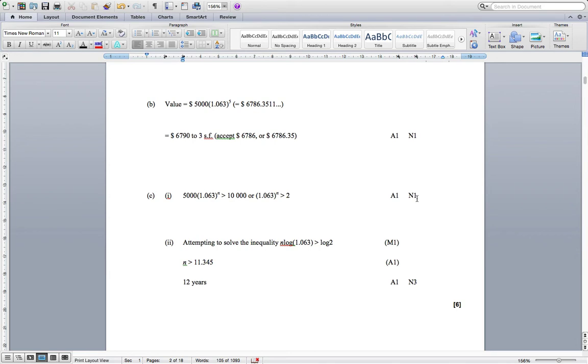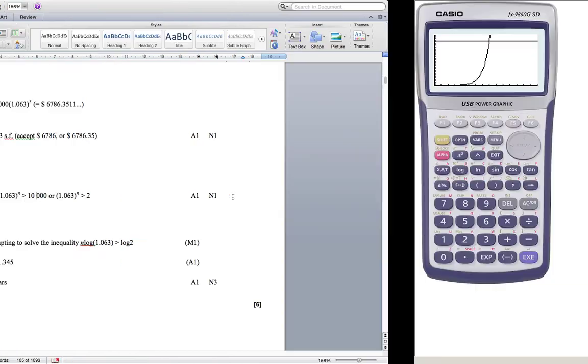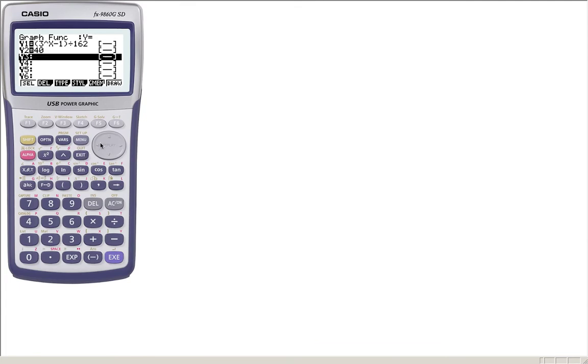So how am I going to solve this? Again, very simple. I'm going to use graph. So this left-hand side of the inequality, that is 5,000 into 1.063 power n, I'm going to take it as the first function, and 10,000 I'm going to take it as the second function, and I will find the point of intersection. So exit. So let me delete this again.